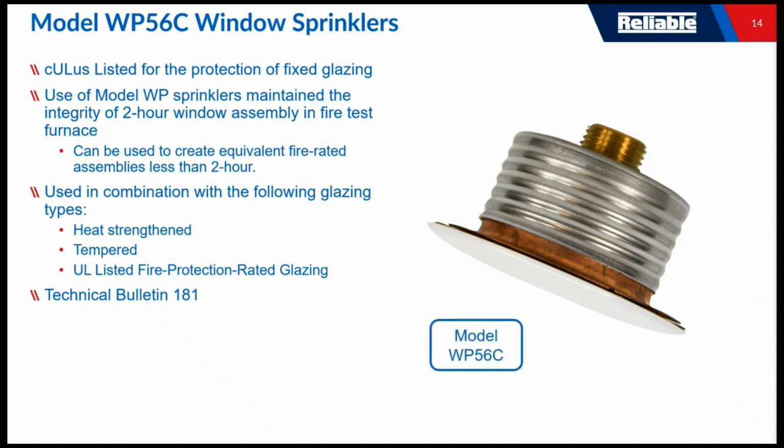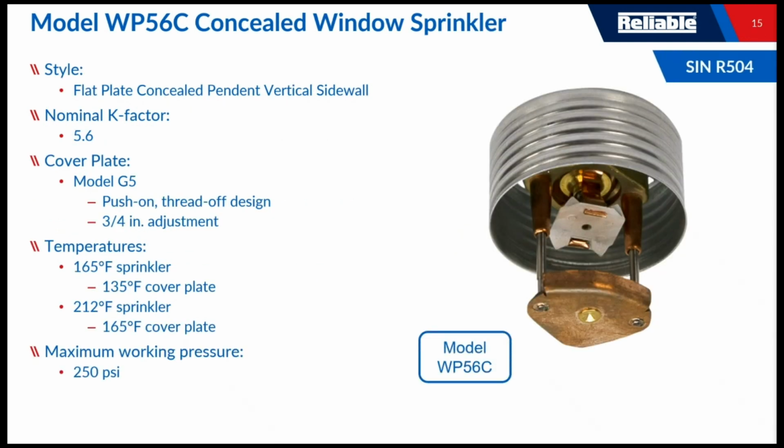So it goes through the same evaluations that we talked about for the fixed frame products, again, focusing on 2 hours and the same types of glazing material. But now we get this new aesthetic that allows us to put the sprinkler in a concealed installation. The product uses what we call our G5 cover plate, the standard cover plate that we use on all of our pendant concealed sprinklers. It offers 3/4 inch of adjustment with this model. And again, another nice thing is the high pressure rating for the product.